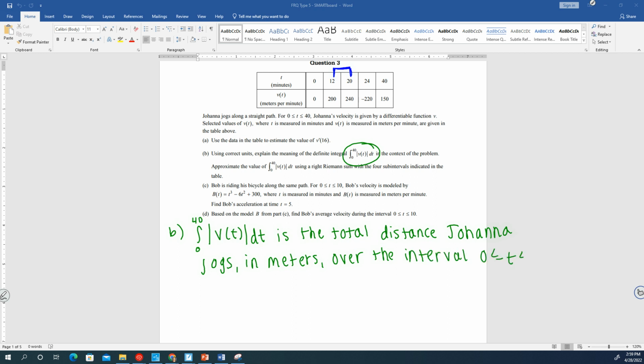Over the interval of 0 to 40 minutes. You should also specify that because that's where those bounds come into play in that definite integral. All right, so now they want me to actually evaluate this using a right Riemann sum. Do you guys remember how to do these? I love Riemann sums.